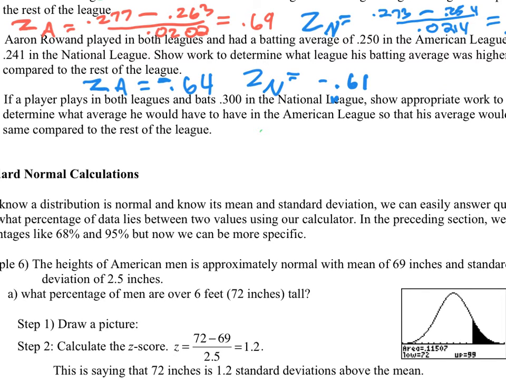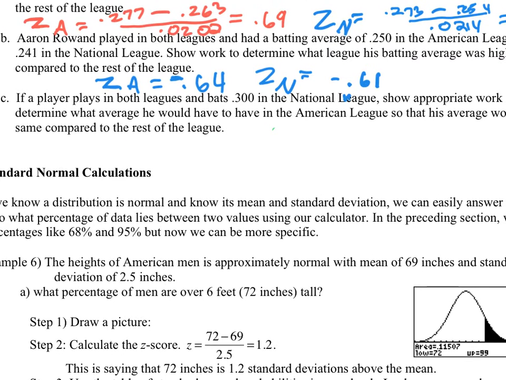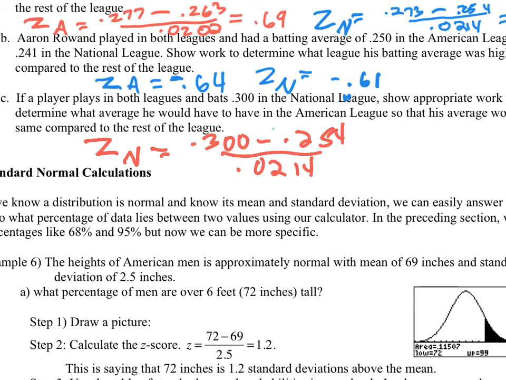So all I have right now is some information about what his score was. What would I need to find out with this 300 in the National League? Maybe what the Z-score was? Yes. Let's find the Z-score of the National. He scored a 0.300. What was the average of the National again? 0.254. What's the standard deviation of the National? 0.0214. Okay.